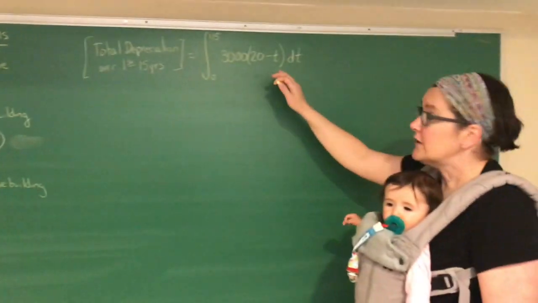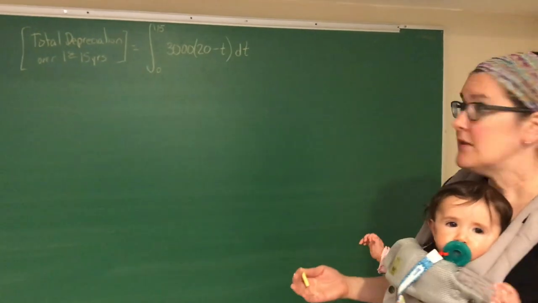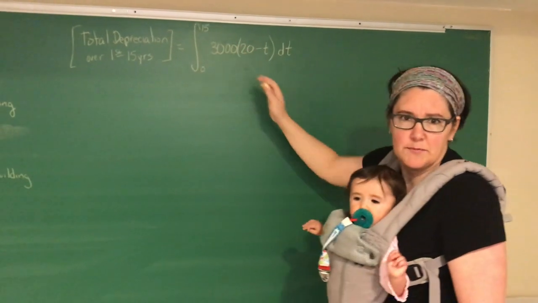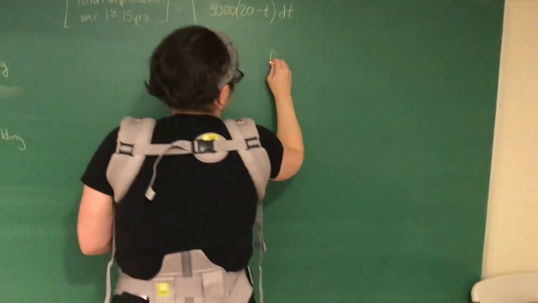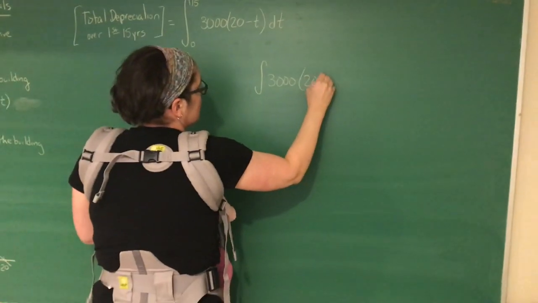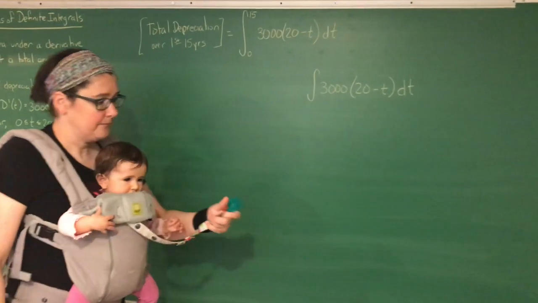Okay, so I look at this definite integral and I ask myself, how do I evaluate it? And the first thing I do when I have a definite integral is that I ignore the bounds, which make it the definite part of the definite integral, and I look just at the integral of 3,000 times (20 minus t) dt.